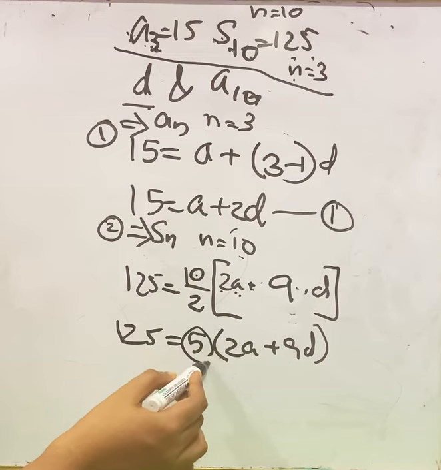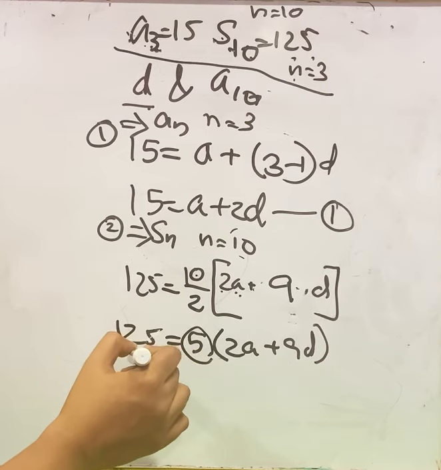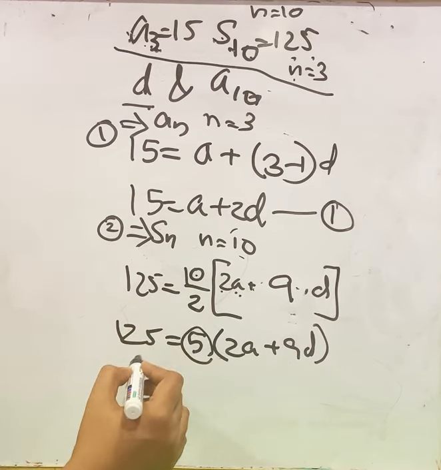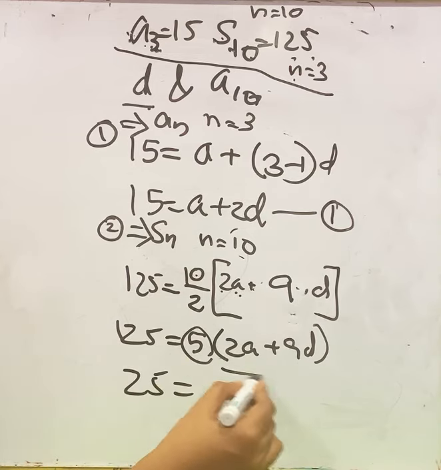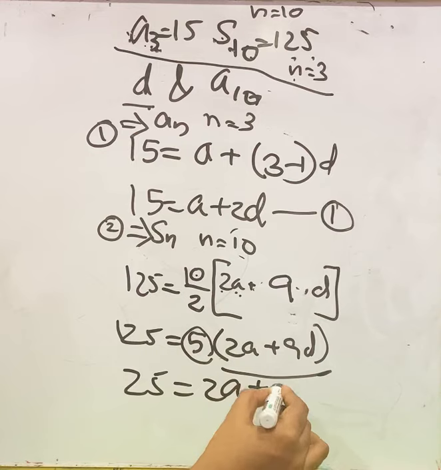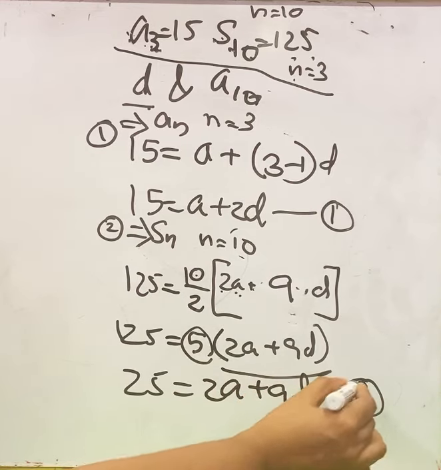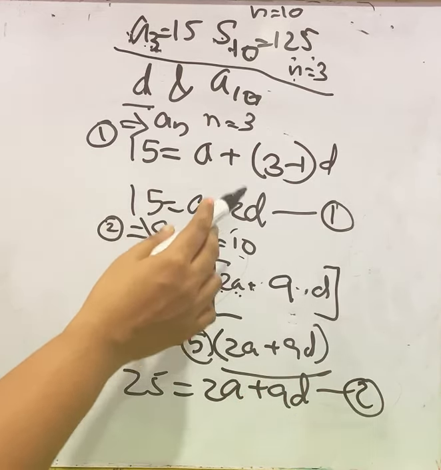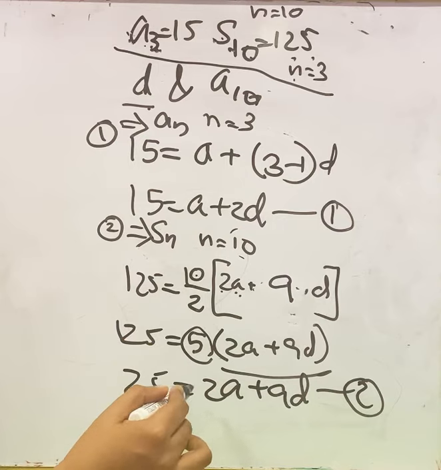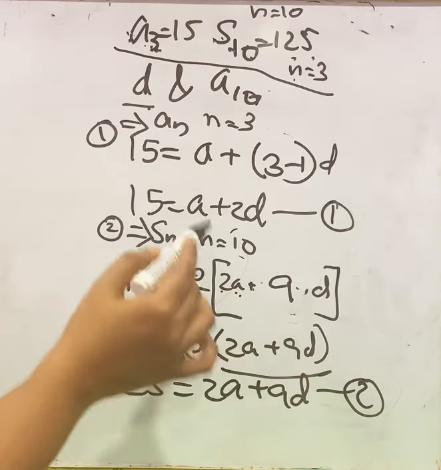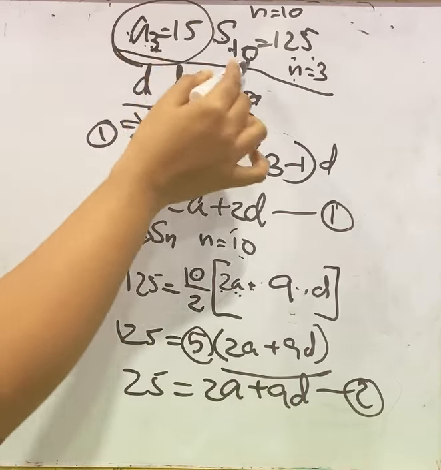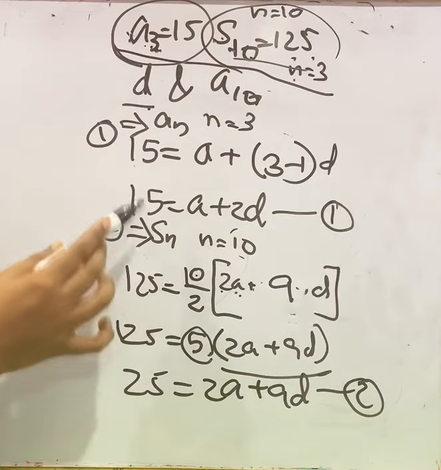Next we can consider this 5 and take it to the other side of equal. It goes to the denominator. 125 division 5 is 25 equal to, here we have 2A plus 9D. This is the second equation. So the first equation is 15 equal to A plus 2D. Second equation 25 equal to 2A plus 9D. Considering AN and SN, we got two equations.